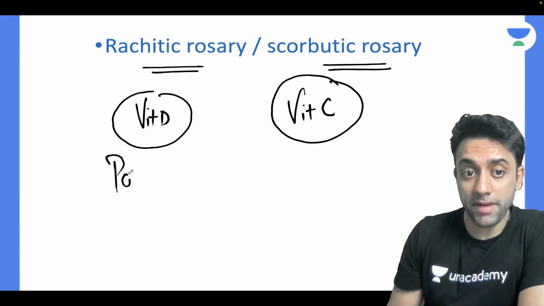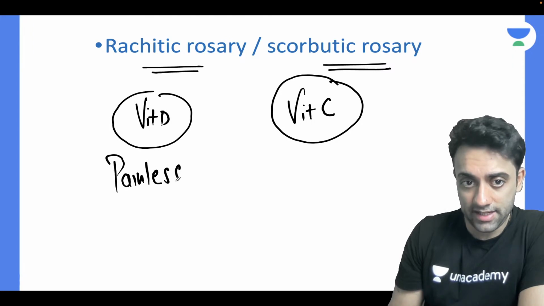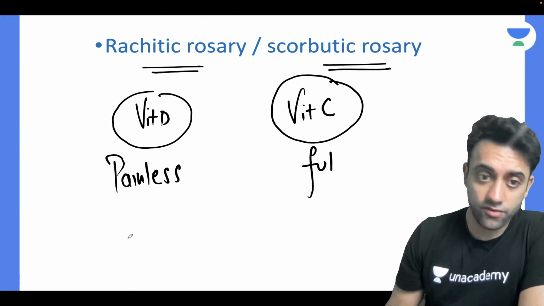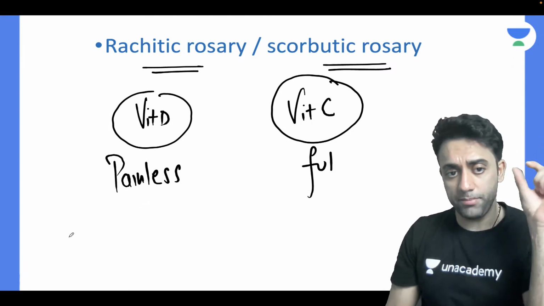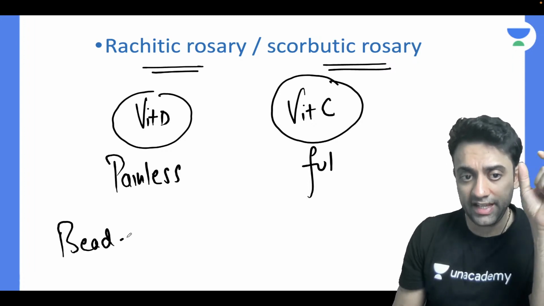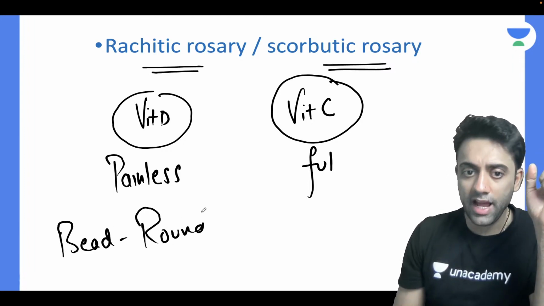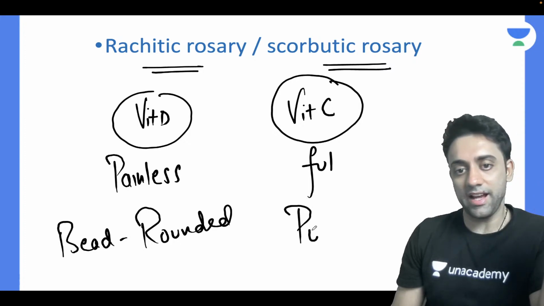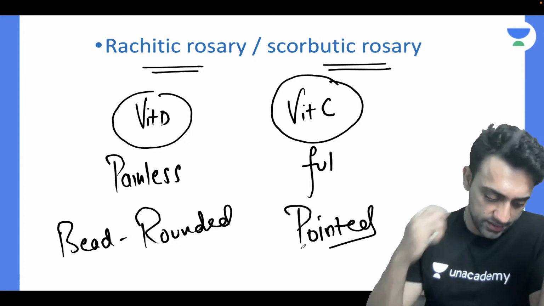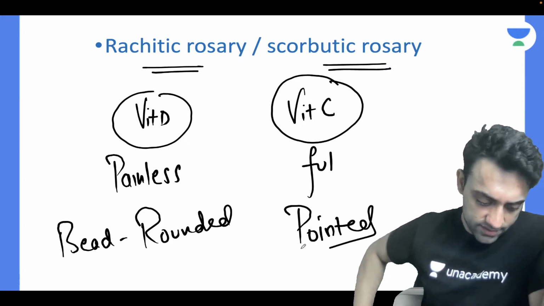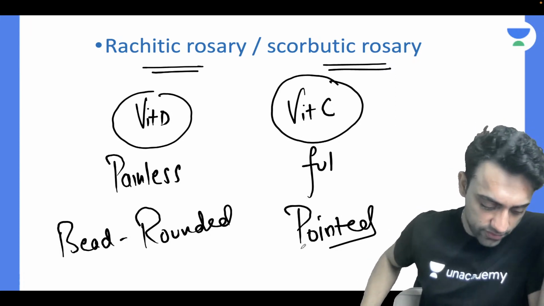Rachitic rosary is painless, whereas scorbutic rosary is painful. In rachitic rosary, the beads are rounded. And what happens in scorbutic rosary? They are pointed. That's right.